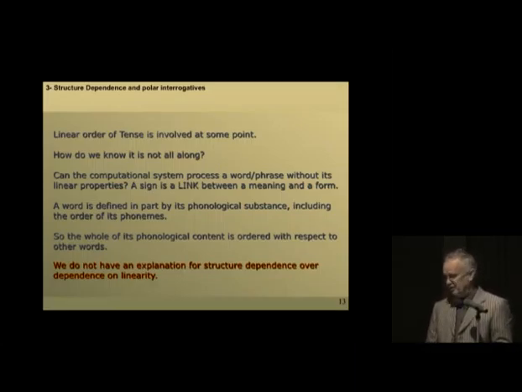Okay, how do we know it's not involved all along? Can the computational system process a word or a phrase without its linear properties? I know it's assumed by many, but if we think about it, a sign, a word, or a complex sign, a phrase, is a link between a meaning and a form. A word is defined in part by its phonological substance, including the order of its phonemes. If you remove that, you have a meaning of some sort. You don't have a word. You only have a word when you have a link between the two.